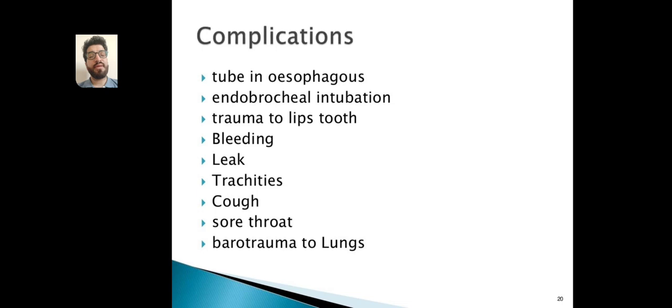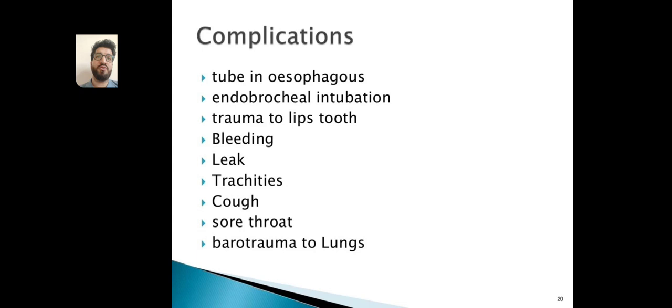The second possible complication is endobronchial intubation. In this case we are inserting the tube into the trachea, but we are pushing it forward so it goes to either of the bronchi. So it can go to the right main bronchus or the left main bronchus.